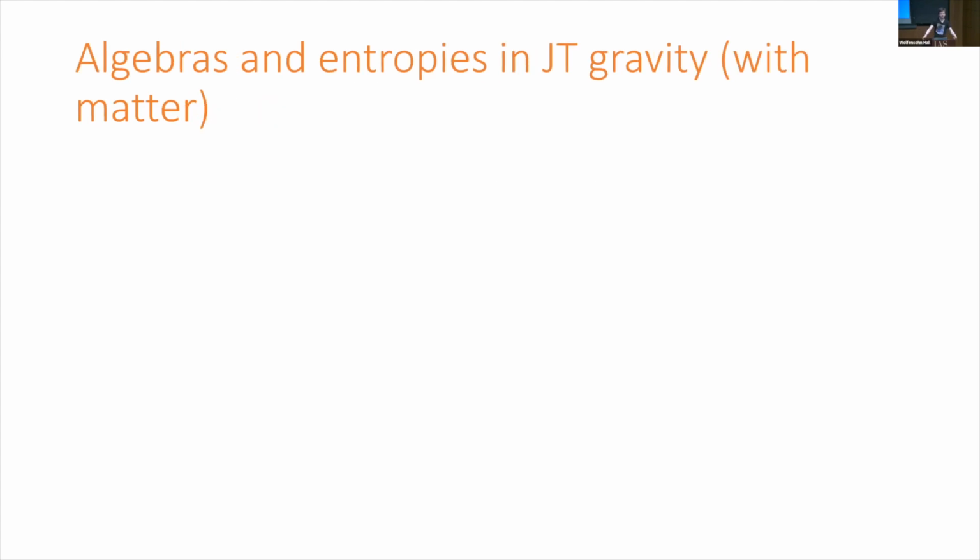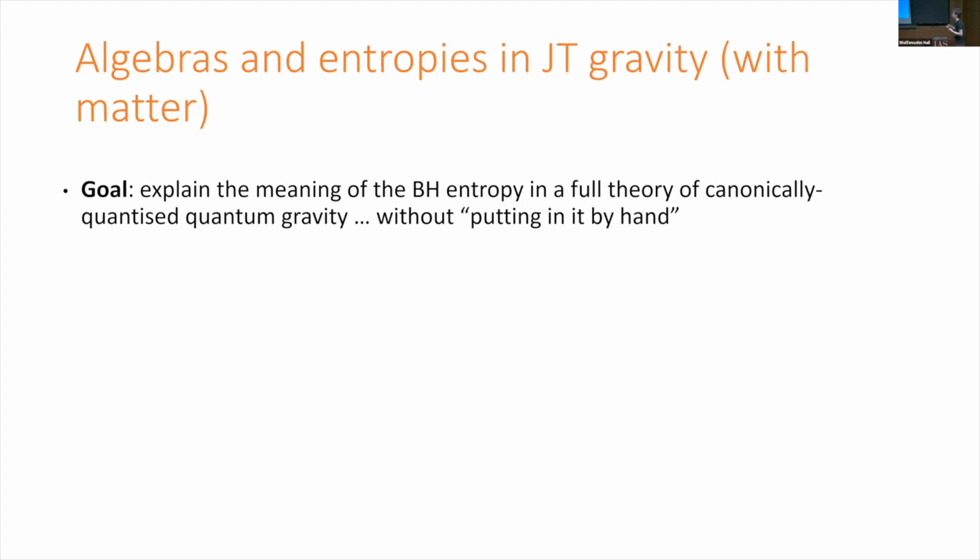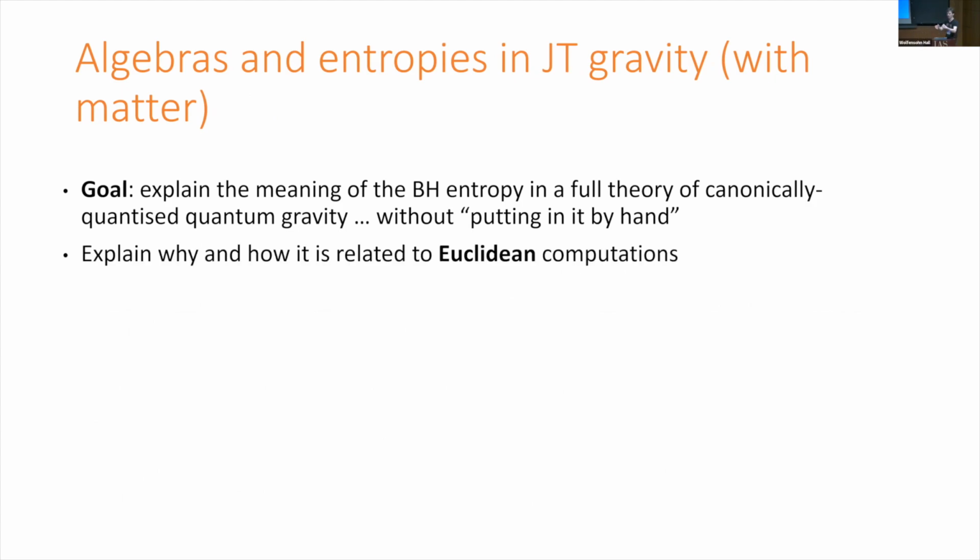Okay, so what I'm going to talk about today is to try and explain the meaning of the Bekenstein-Hawking entropy and what it's counting and so on in a full theory of canonically quantized quantum gravity. And in particular, I don't want to be putting in by hand what the answer is supposed to be. I'm not a loop quantum gravity person. I want it to just be forced on me by the theory, but without resorting to Euclidean black magic. And I also want to explain why and how it's related to these Euclidean computations we know and love.